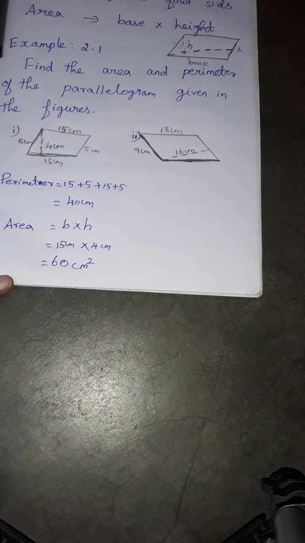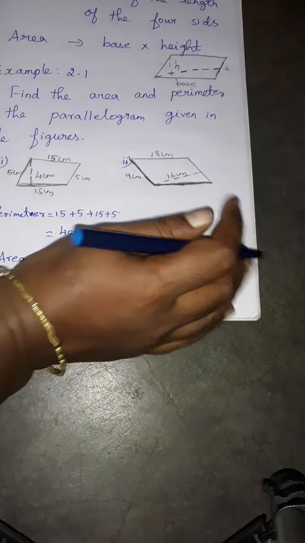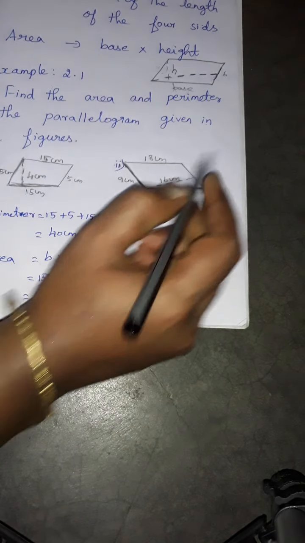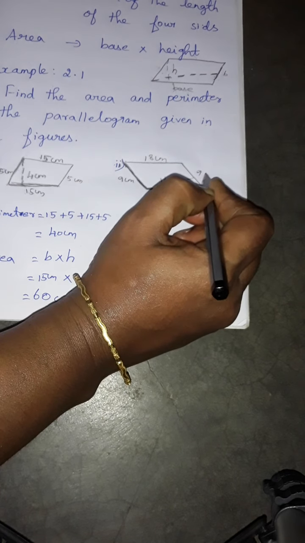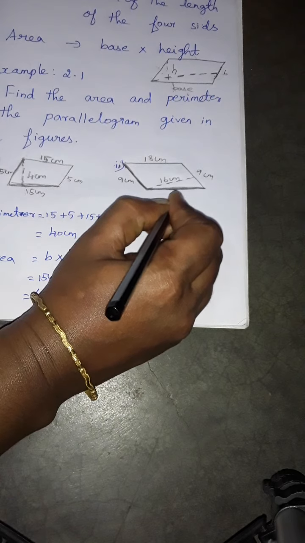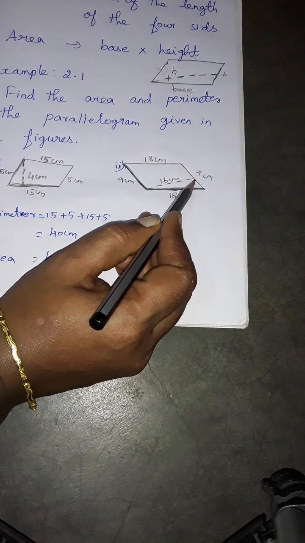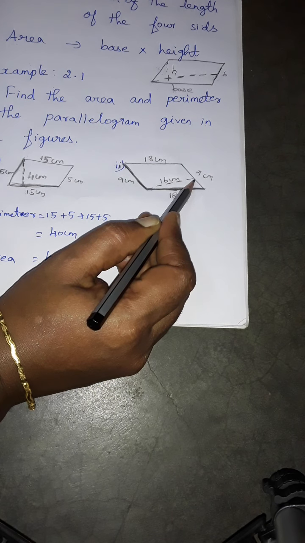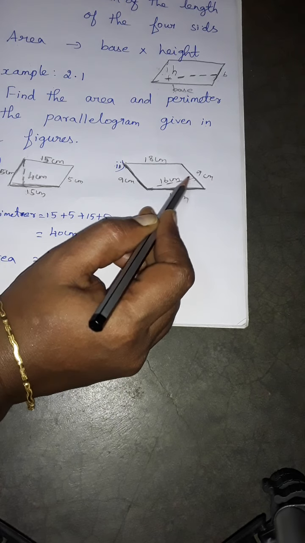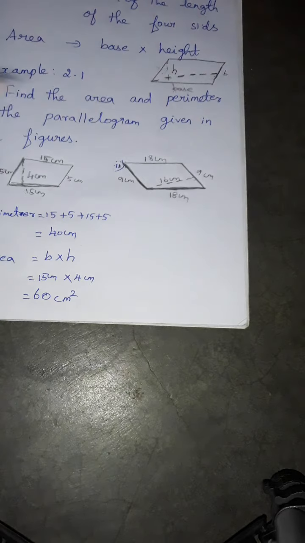Next we will see another example. So what is the next example? This side is 9 centimeter. The opposite sides are equal, so this side is also 9 centimeter. Here 18 centimeter, here also 18 centimeter. But here the height is given to this side. If the height is given to this side, so what is the base? Yes, they take this as the base. This opposite side is where they find the height.